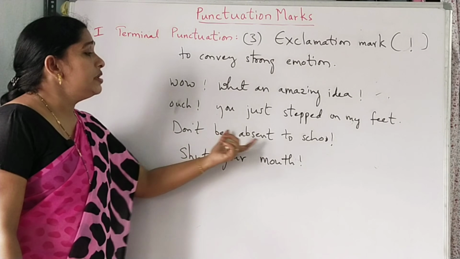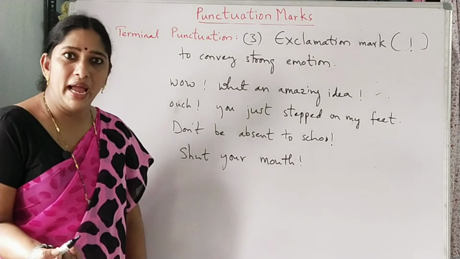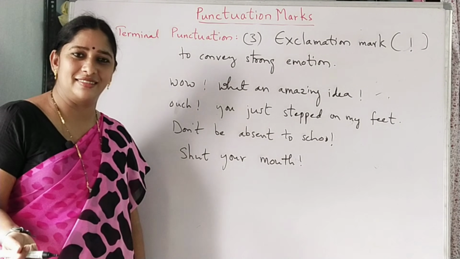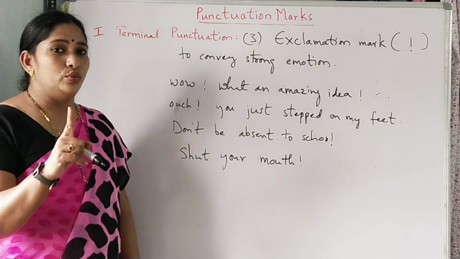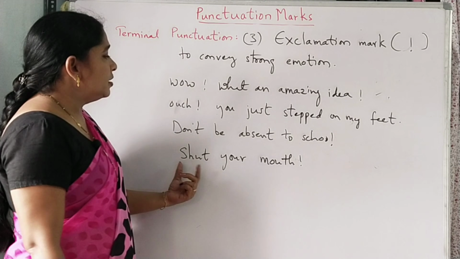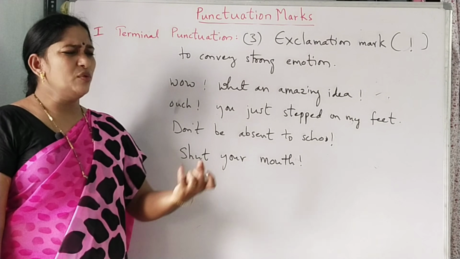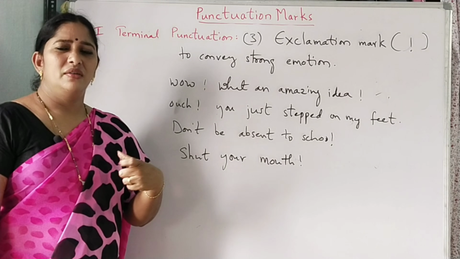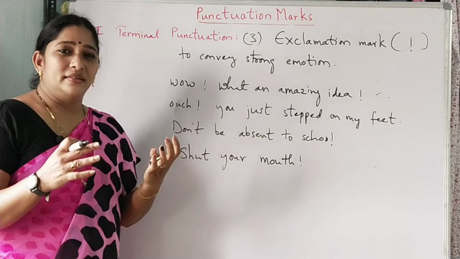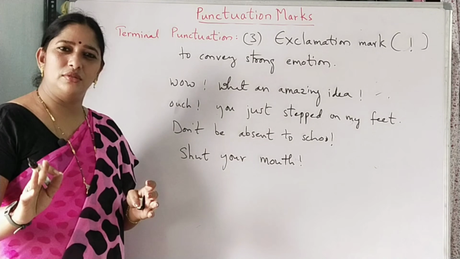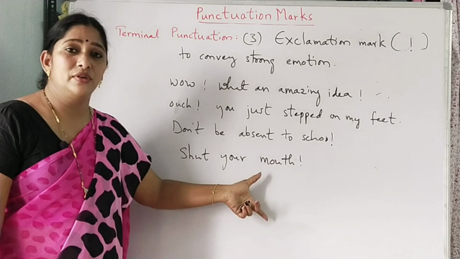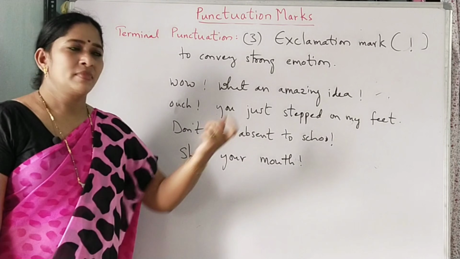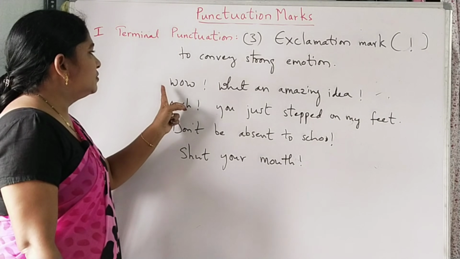And here, don't be absent to school. This is a strict command the parents give to the children. Yes? Don't be absent to school. It's a strict command. And shut your mouth. When someone is talking too much, when we get angry, shut your mouth. In anger we say that. So these are 4 different types of emotions we express in an exclamation.